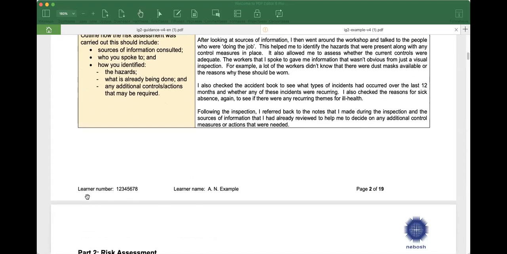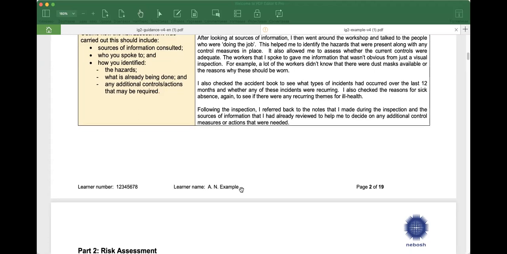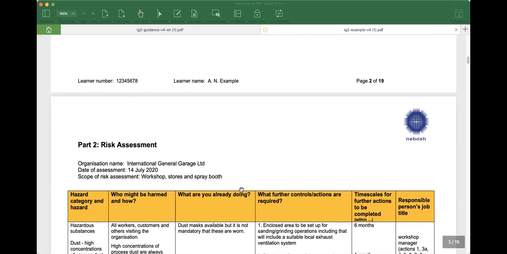So here, you can see in the bottom, you should enter your learner number and here your full name. This is basically a footer in the Word document. When you enter your learner number and your name, it will appear on every page.